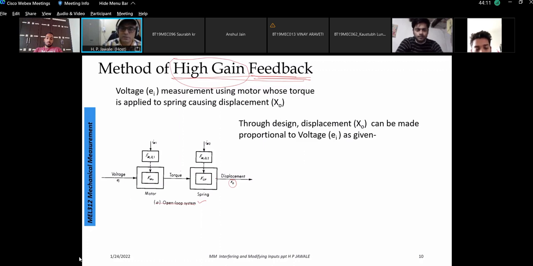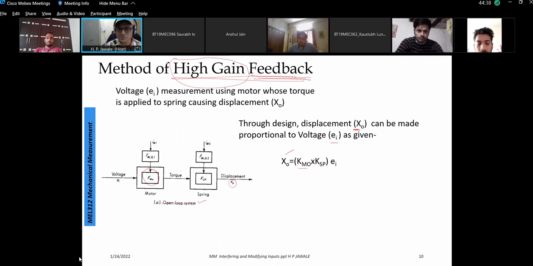Now in this one, through the design, I can design the experiment, or the instrument, or the measurement system such that through design the displacement XO can be made proportional to the voltage EI, so that XO, the output, equals KMO, where K is nothing but the factor for the motor, or the mathematical function representing the motor and signal change in the motor, times the spring factor, KSP.